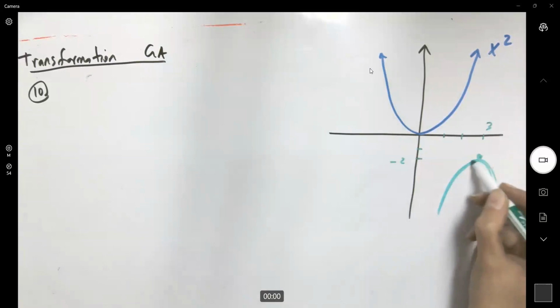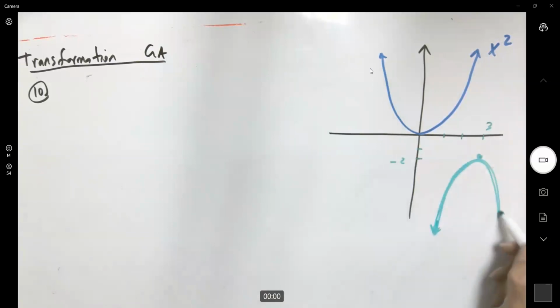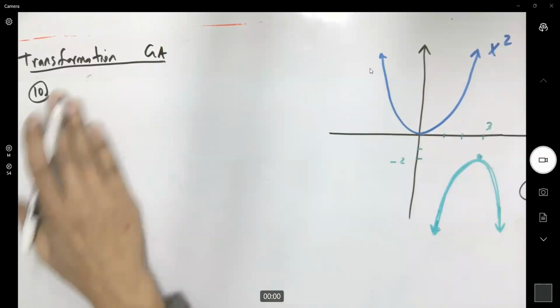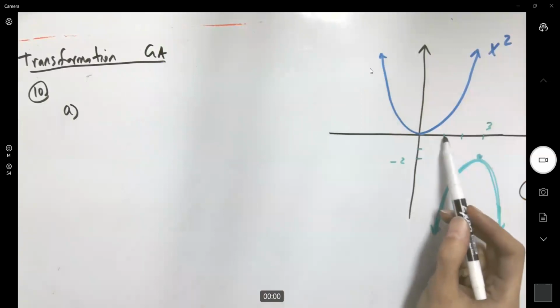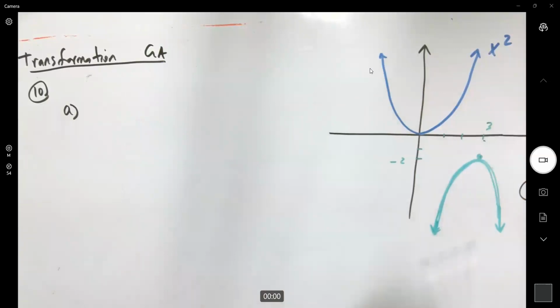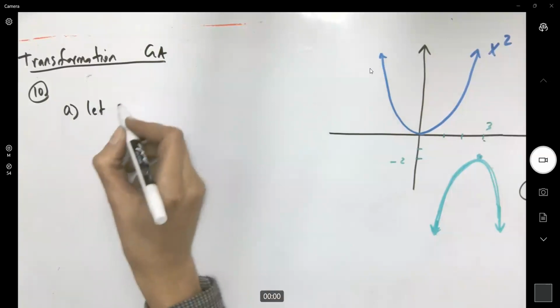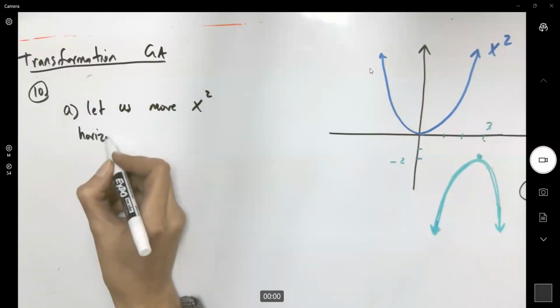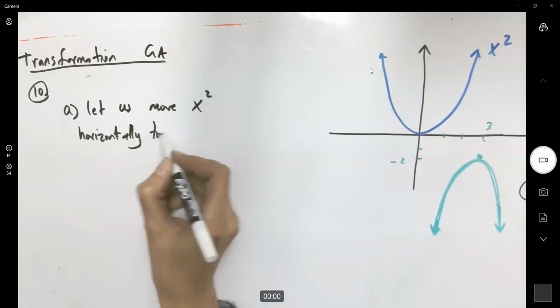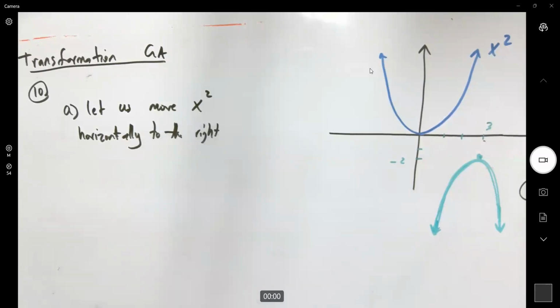What is the transformation that we have? Okay, let's see. The question says, what is this guy? Step 1. In the first step, I'm going to take this function and move it 3 units to the right-hand side. Let us move x squared horizontally to the right. Very good. Okay, horizontally to the right.